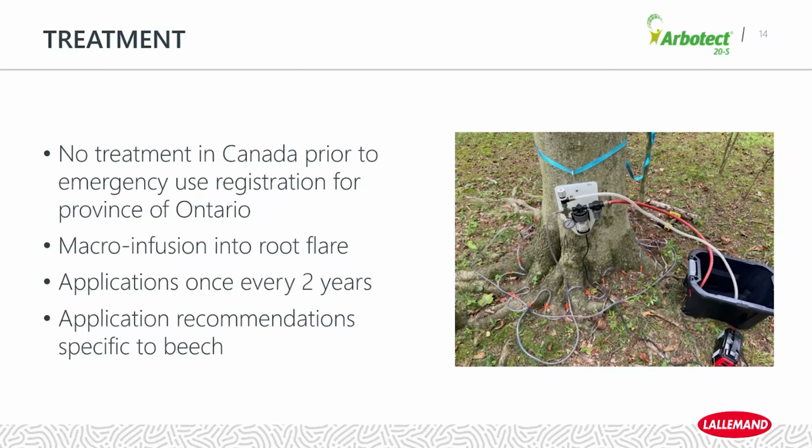For beech leaf disease, the application window is once every 2 years for symptomatic trees. So it's not a preventative as it is with Dutch elm disease. Rather, it's used once the infection is present. So that's a major difference there for anybody who may have used Arbortect in the past for Dutch elm disease.